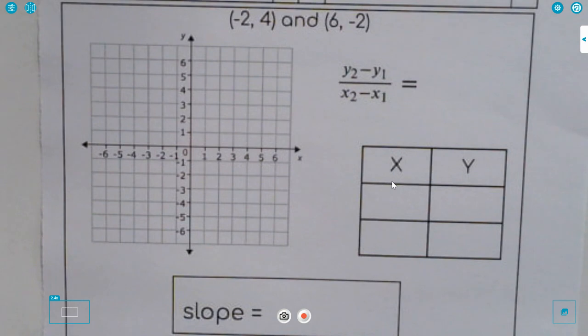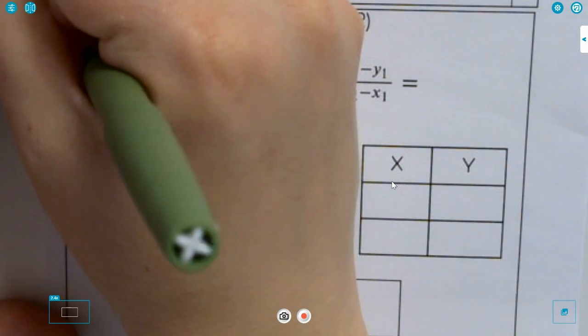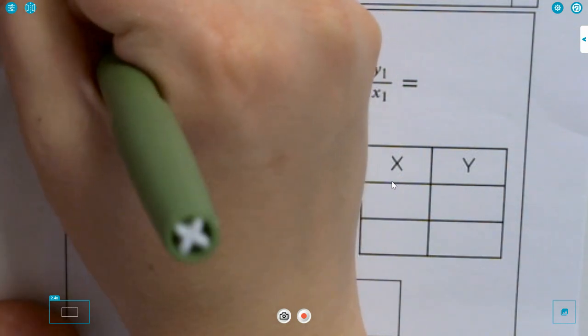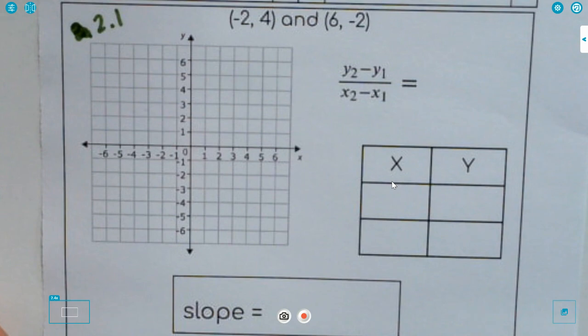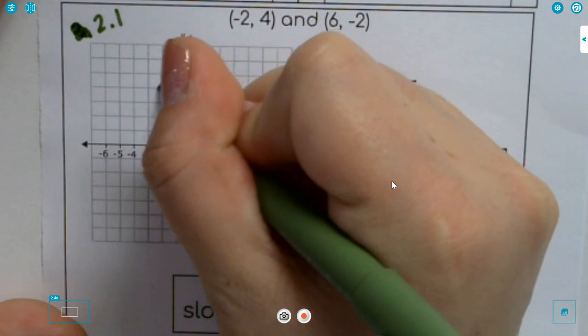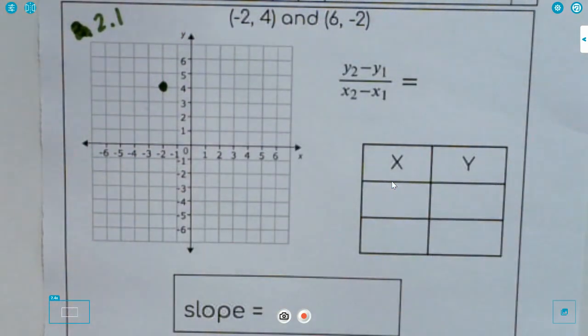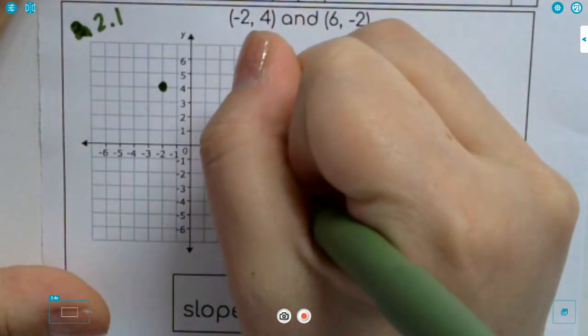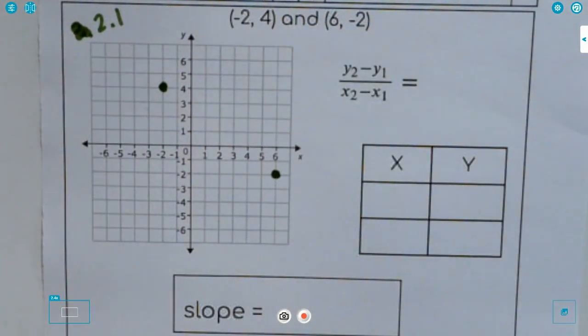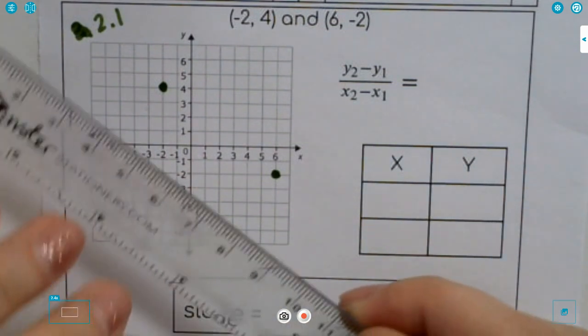So let's go in the order that we learned them. Let's start with the graph. So first of all, I'm going to label this. We did this in 2.1. So 2.1 is when we did slope on a graph. So negative 2, 4 means we would go left 2, up 4. Six, negative 2 means we would go right 6, down 2. And then we can connect those into a straight line.